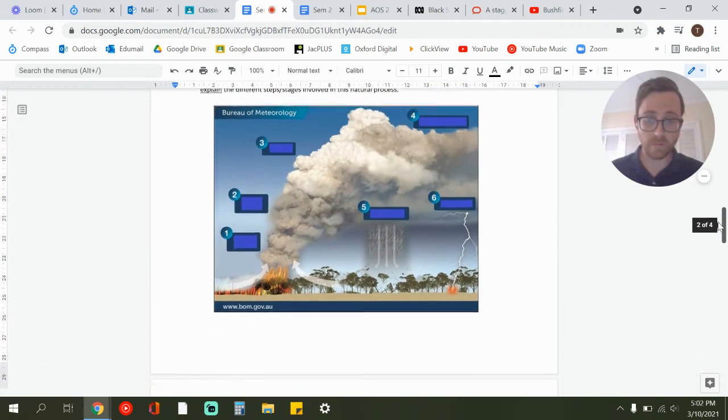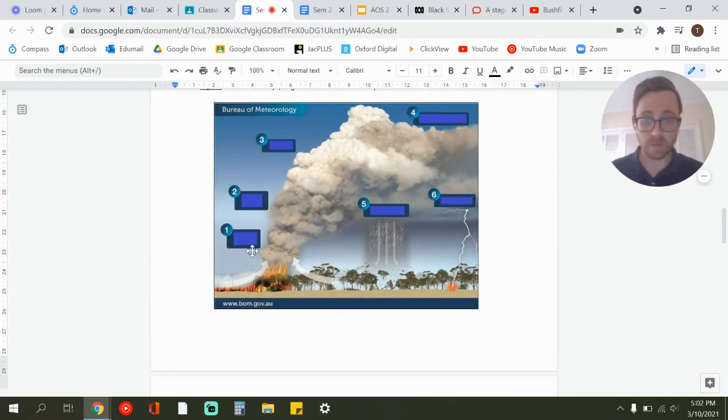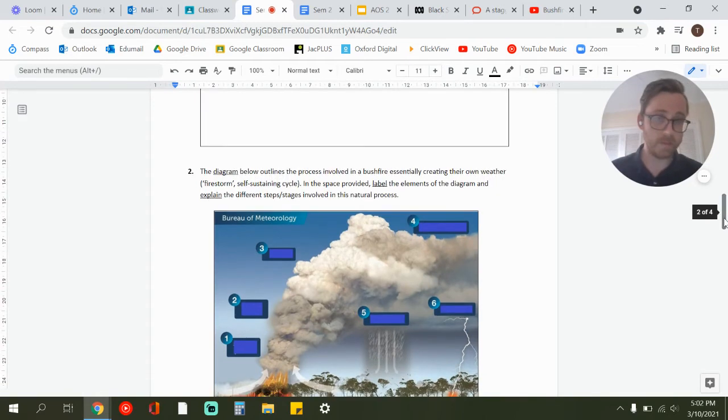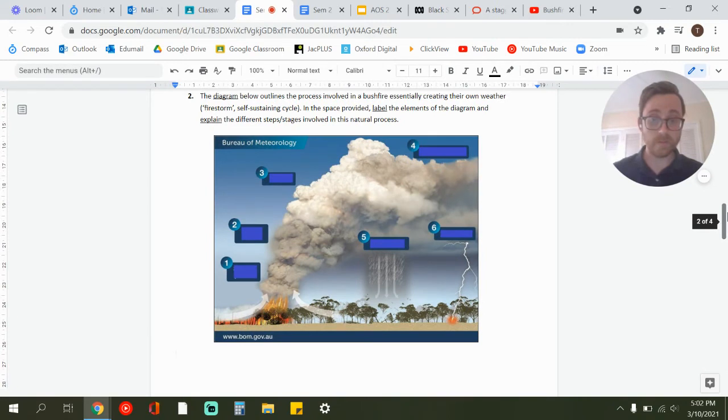So 1, 2, 3, 4, 5, 6. So what's happening here in part 1, you put it down there. And what you need to do in addition to labeling it, so identifying the elements of this diagram that show how a bushfire can create its own weather. So one of the reasons why these bushfires were so deadly was the fact that once you start the bushfire, it's capable of almost feeding itself, of almost being self-sustaining. It's creating essentially a firestorm.